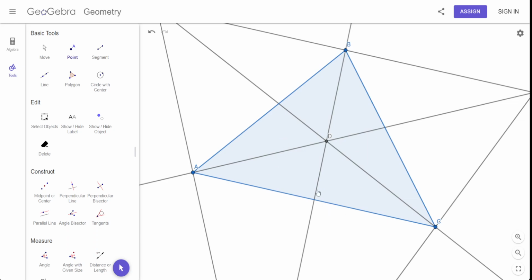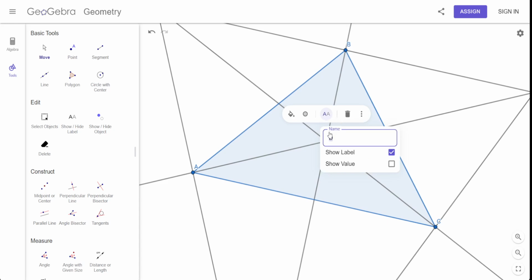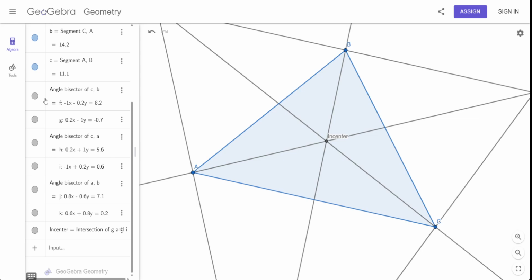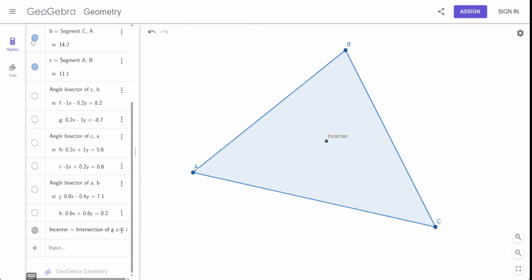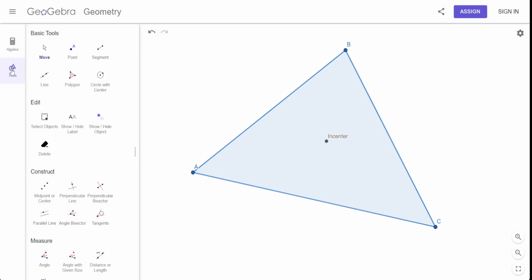You got a whole bunch of stuff in here, okay? But what I'm concerned about is that point right there. And what do we say we're going to call that point? The incenter. It's the incenter, okay? Let's do this. Let's get rid of all this mess. Boom, boom, boom. Just to make it a little easier for us to see. That looks a little cleaner, a little nicer.